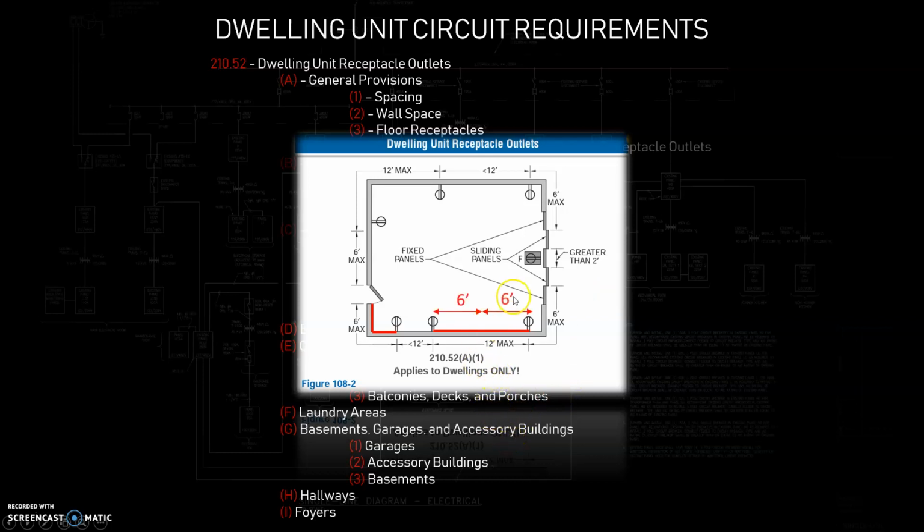The way they worded that is no wall space can be more than 6 foot from a receptacle. So here's a wall space. If I go 6 foot this way, I hit a receptacle. 6 foot that way, I hit a receptacle.